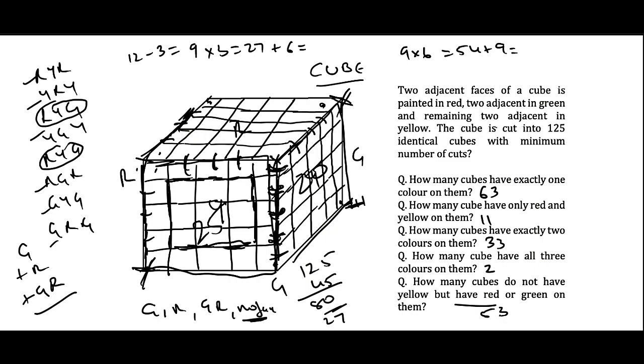And one more thing: if the statement says A or B, it will be A plus B plus AB. So in the case of or, both will also be included.